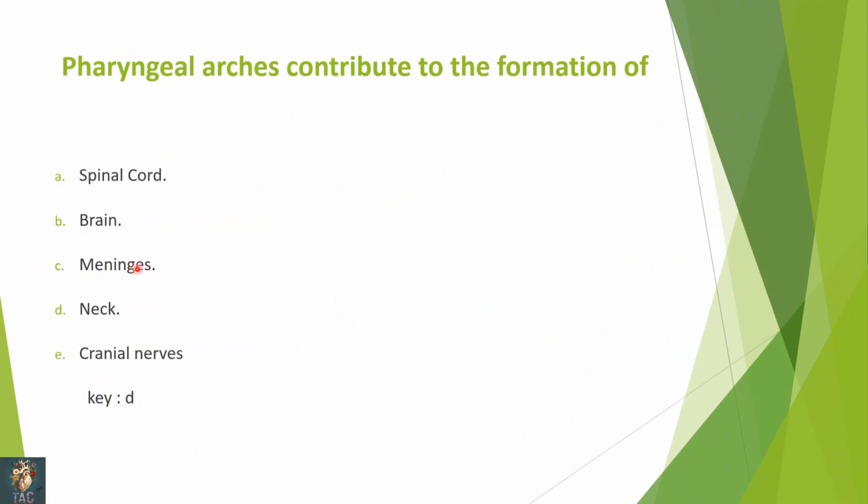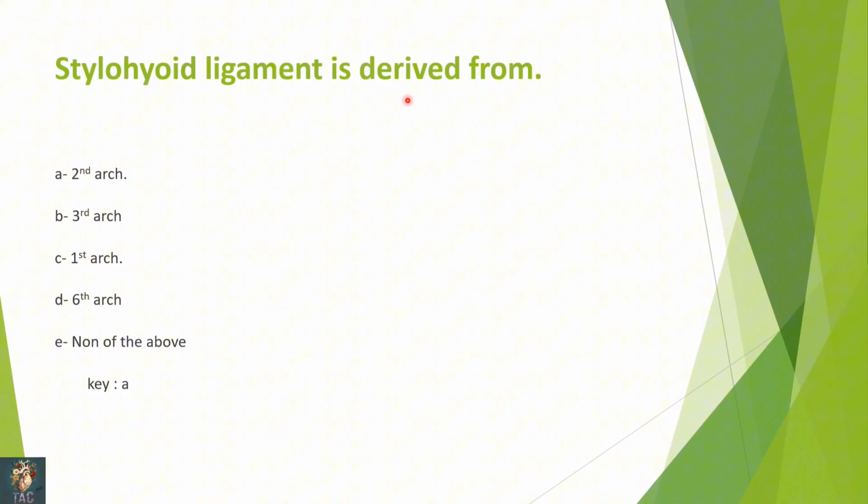Then the pharyngeal arch contributes to formation of what? Spinal cord, the brain, the meninges, the neck and the cranial nerve. So we all know that the pharyngeal arches contribute to formation of the neck. The stylohyoid ligament is derived from, this is also a very simple question, the second pharyngeal arch. So the correct option is A.